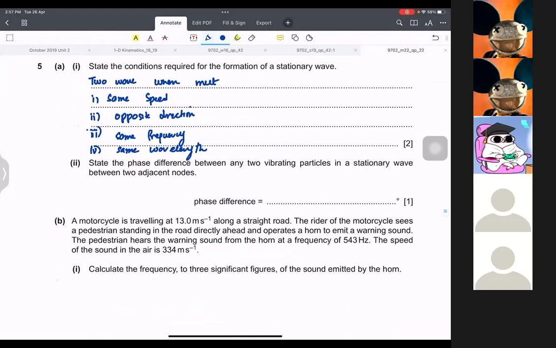State the phase difference between any two vibrating particles in between two adjacent nodes. If they're adjacent nodes, then always the phase difference is 0. If they're like one antinode and node, then it's always 180. So in stationary wave, either you get 0 or 180.